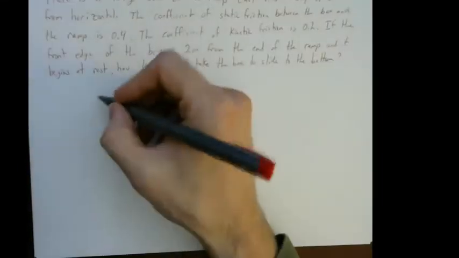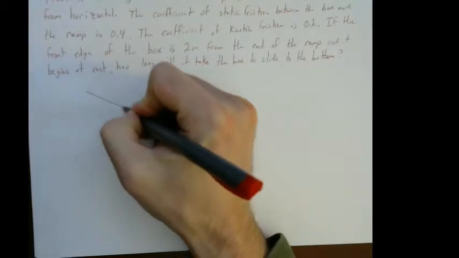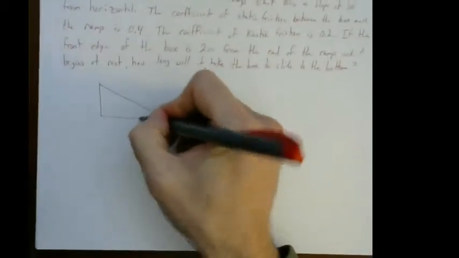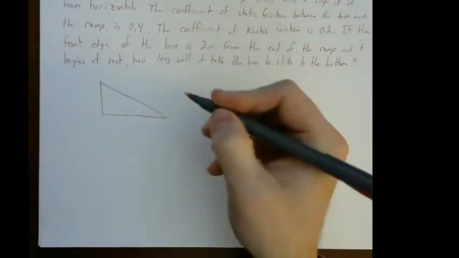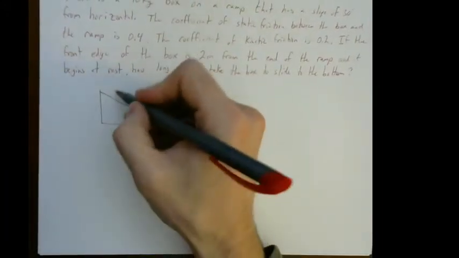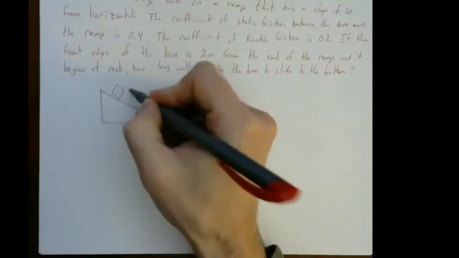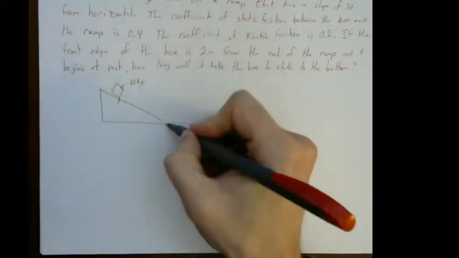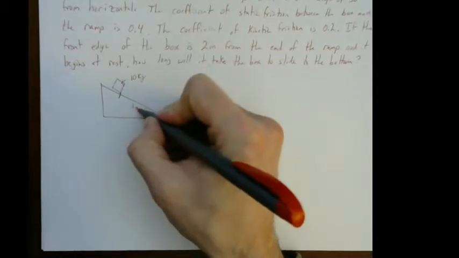So, to begin this, as we begin problems, we're going to picture our ramp. We know that there's a box up here. The box has a mass of 10 kilograms. The front edge of the box is 2 meters from the end of the ramp, where the box begins.